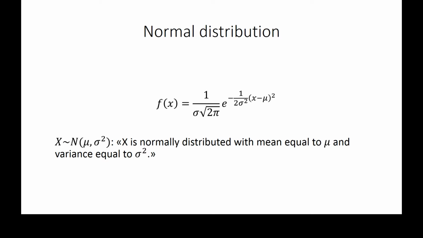This X ~ N(mu, sigma squared) is read: X is normally distributed with mean equal to mu and variance equal to sigma squared.